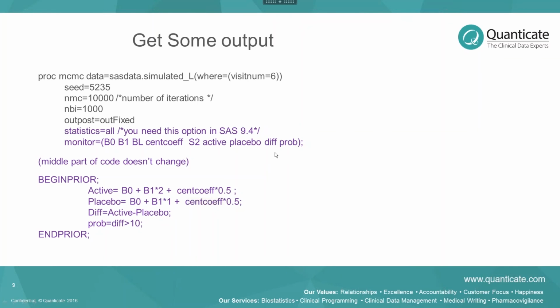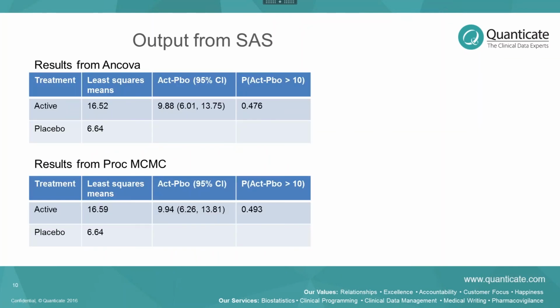So I've got here the results of the ANOVA that I showed before, and then this is the same equivalent results but from the Bayesian. So as you can see, they're not identical, but they're quite close.